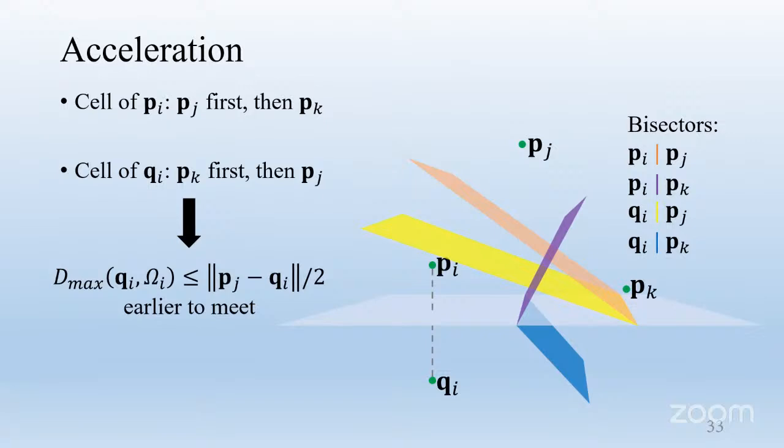In contrast, if we compute the cell of Qi, the blue bisector of points Qi Pk will be first used. And when we use the yellow bisector of points Qi Pj, the maximum distance from Qi to omega I could be smaller than the distance from Qi to the yellow bisector. So we can finish the computation earlier. Based on this observation, we can speed up the computation by replacing Pi with Qi.